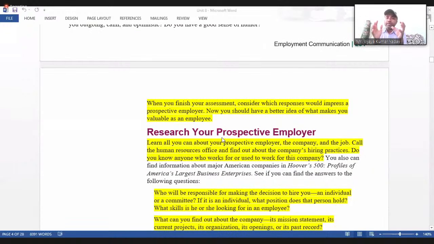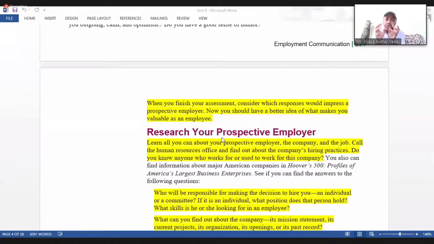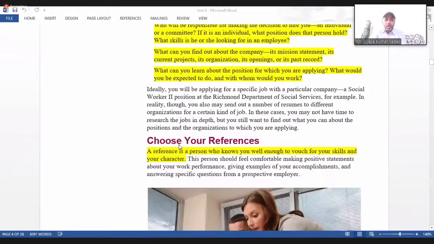Now, so you are applying for the job. So you will work under someone. So now you have to judge your prospective employer. Whoever is going to provide you the job, you have to evaluate that person. You have to make an evaluation of the employer. Okay, so now how can you do that?